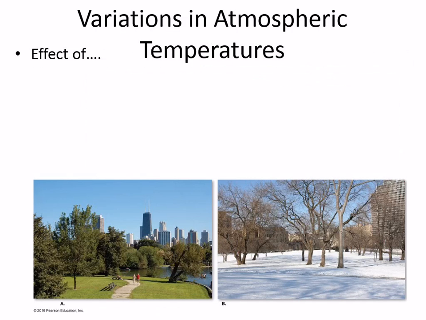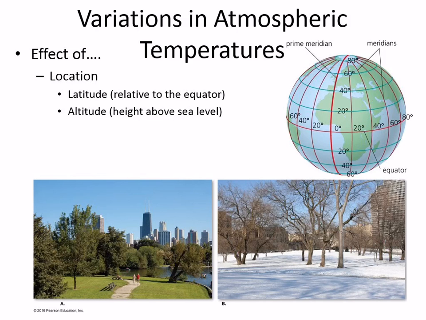So we're going to spend some time in Chapter 3 talking about different temperatures at different locations. But why does temperature change? Well, temperature can change because of your location. If you're near the equator, it's generally warmer. If you're near the poles, it's generally colder. Of course, those locations are what we call latitude.